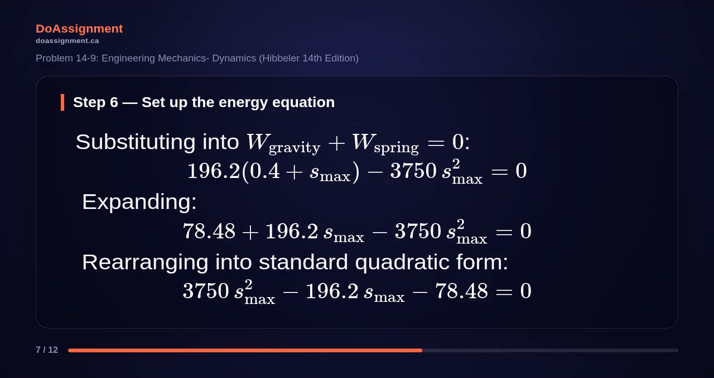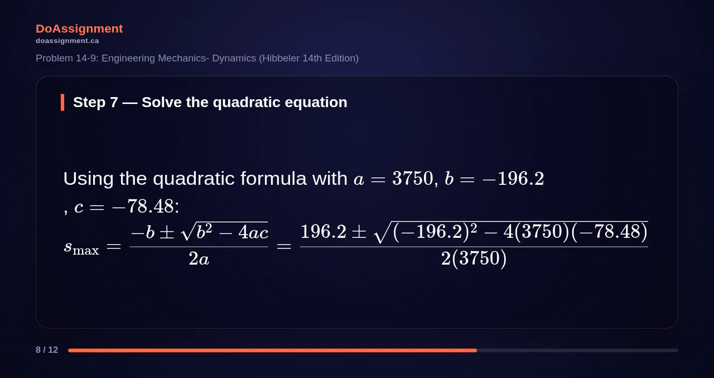Substituting both work expressions and setting their sum to 0, then expanding and rearranging gives the quadratic equation, 3750 S max squared minus 196.2 S max minus 78.48 equals 0. Applying the quadratic formula with A equals 3750, B equals negative 196.2, and C equals negative 78.48, we substitute into the expression S max equals negative B plus or minus the square root of B squared minus 4AC, all divided by 2A.